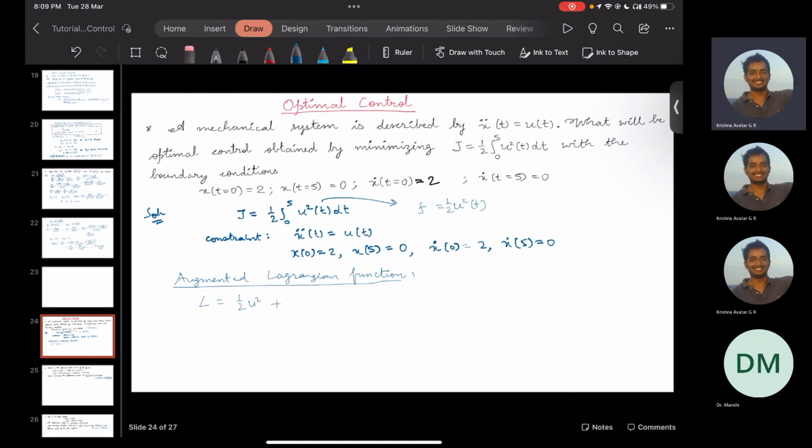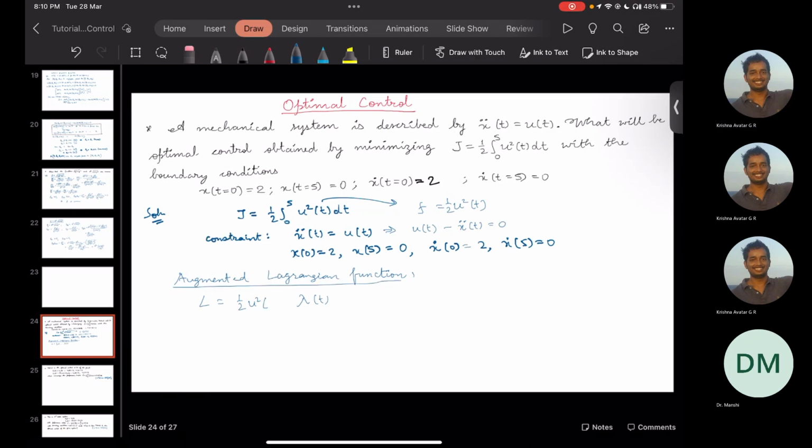plus. And mind you, we have to satisfy this constraint. It is actually a pointwise constraint, right? So it's a non-holonomic constraint, isn't it? And it has to be satisfied pointwise. So what I will do is use a lambda, and we can rewrite the constraint as u(t) minus x double dot(t) is equal to 0. So plus lambda, which is a function of t.